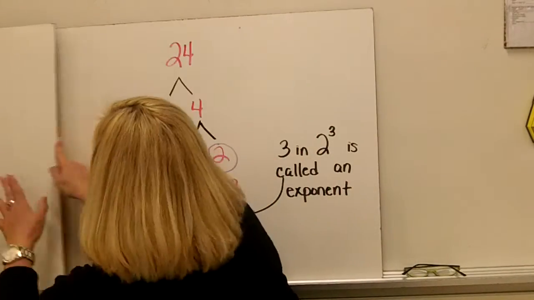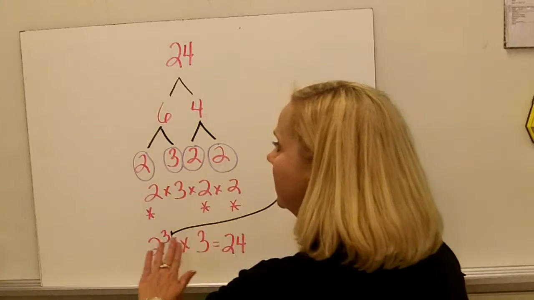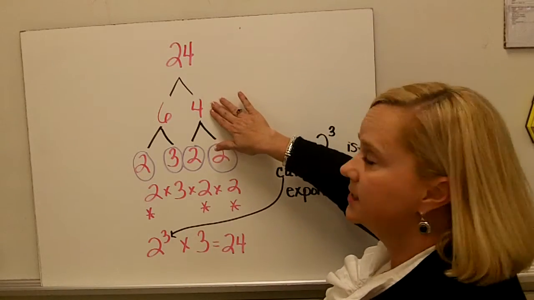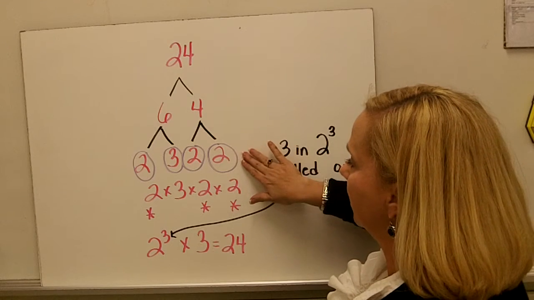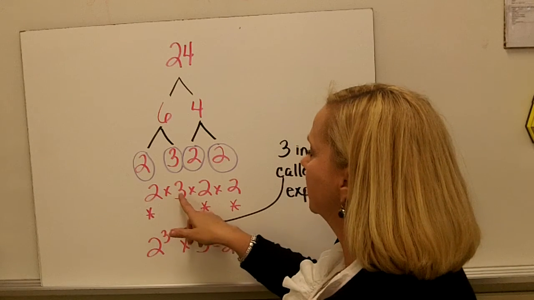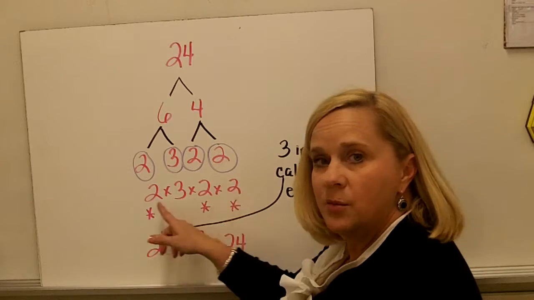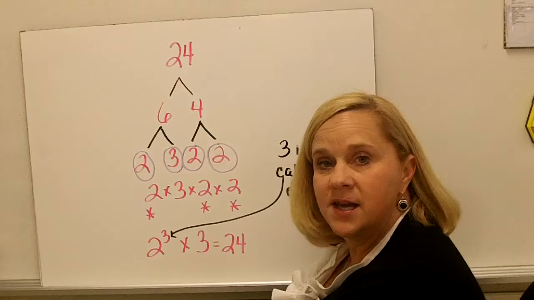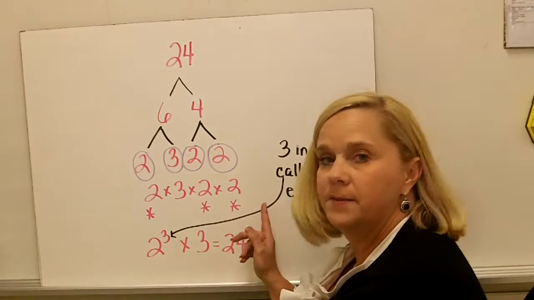Now, I'm going to take those same numbers, and this is exactly what I just did. So I had 24, I broke it down into 6 times 4, and I broke those down into my prime numbers, and I had 2 times 3 times 2 times 2. But if you notice in this expression, I have 2 listed 3 times. I put a star there under each one.